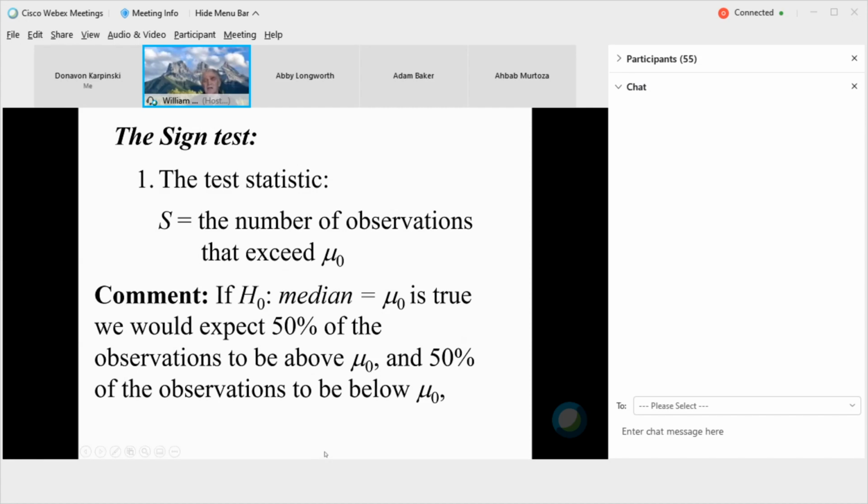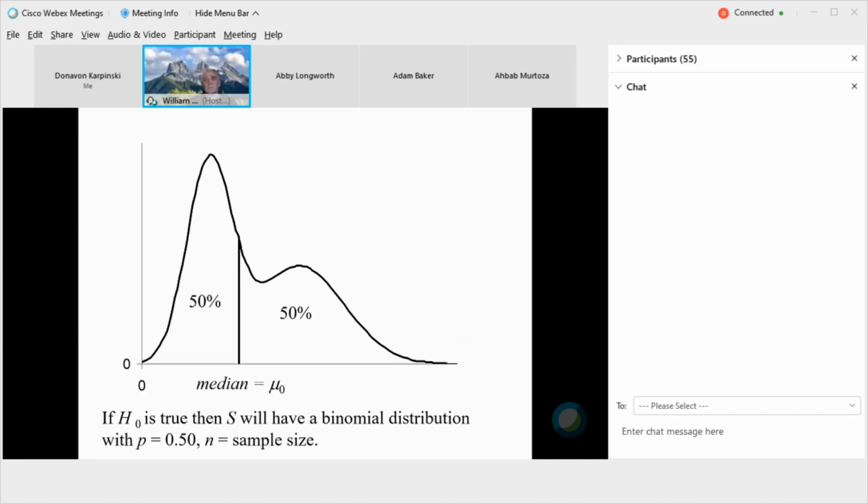If mu naught is the median, there's a 50% chance an observation will be above it, 50% chance it'll be below it. That's the definition of the median. So you'd expect about 50% of the observations to be above mu naught. You also expect 50% to be below mu naught. There's the median of a distribution. This is not normal. It's actually a bimodal distribution. 50% of the area is above mu naught, 50% is below mu naught.